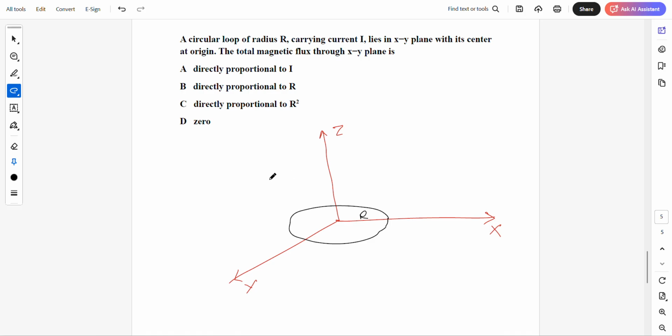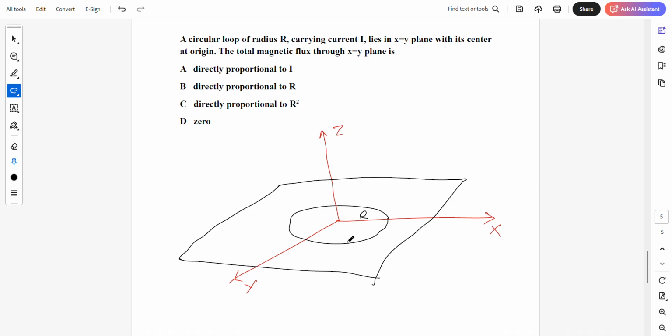Now this whole thing is what? The xy plane. Now current I is flowing. Let us say current I is flowing. If this is the direction of current, the magnetic field will be produced outward like this, but inward in the xy plane. Whatever is going here, it will be inward in the xy plane. Therefore, what happens?